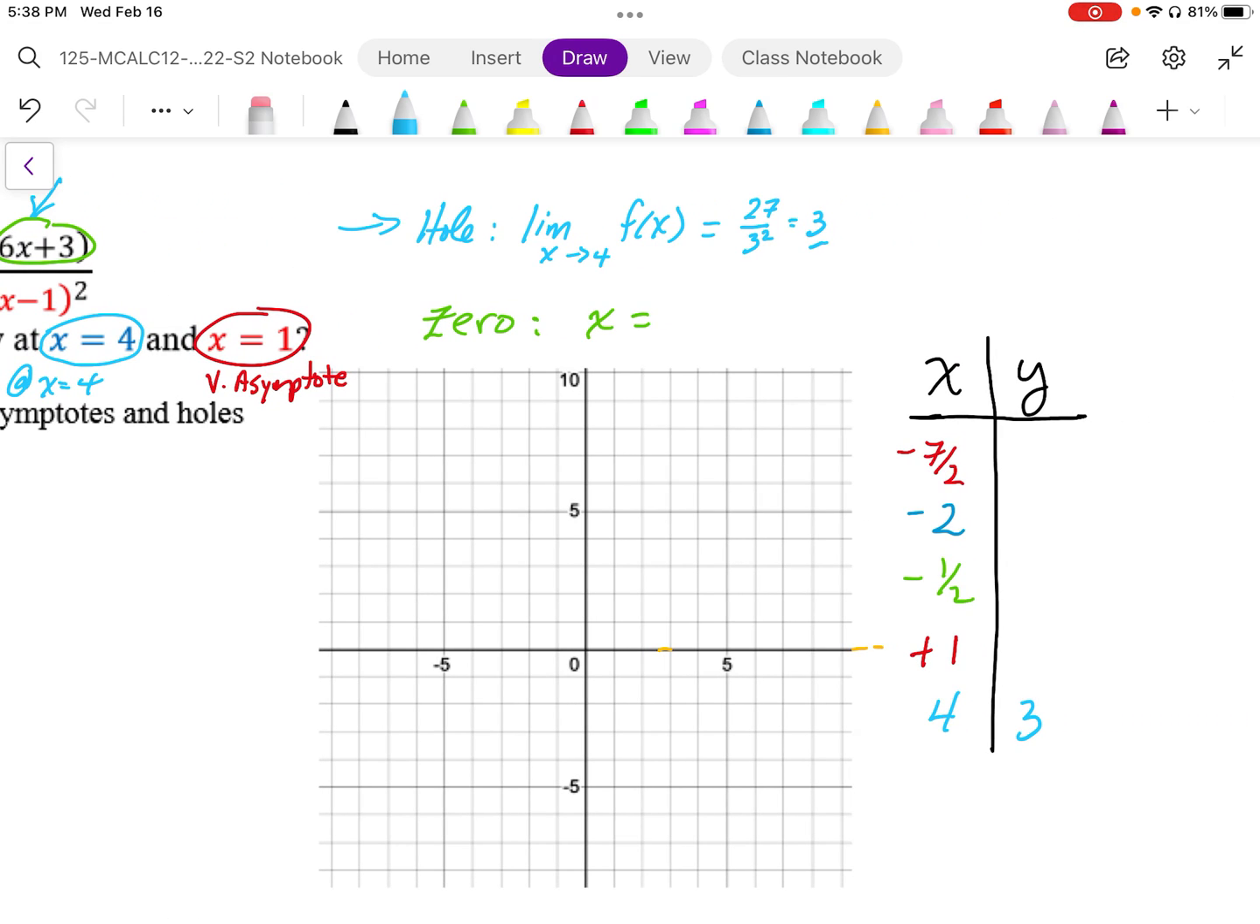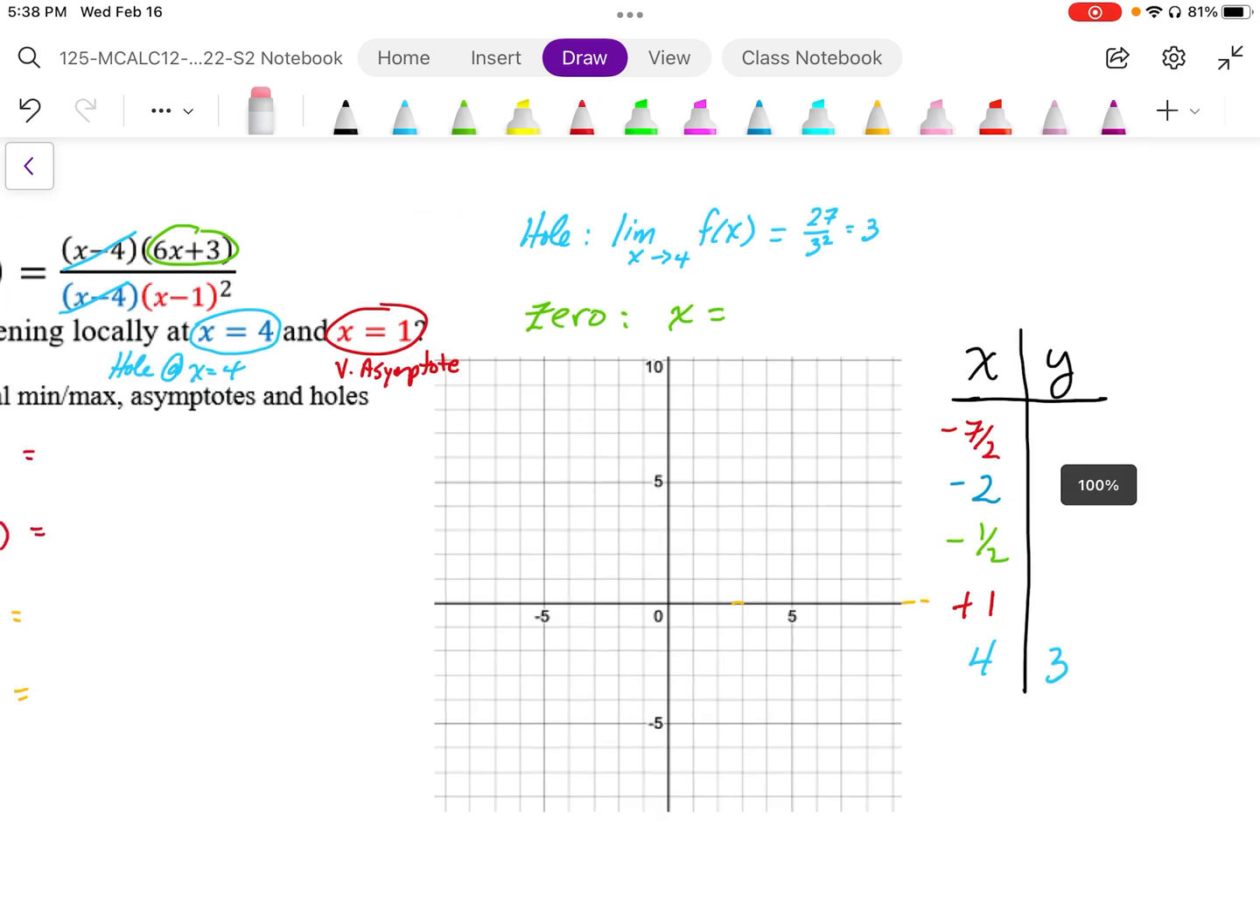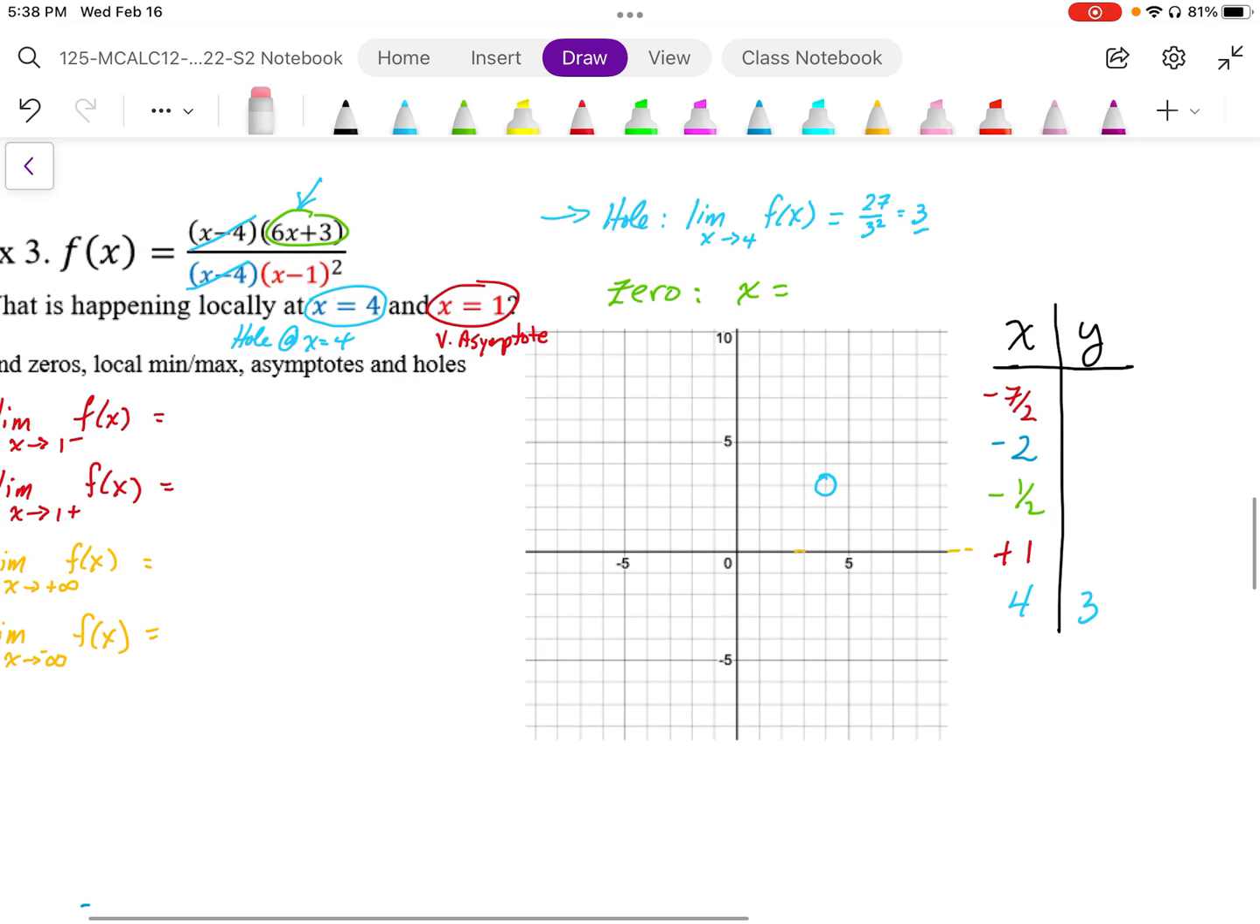So I put that in the table here. I'm also going to draw that in. x equals 4, y equals 3 is going to be a hole at that point. Okay, so I've got my hole. The x minus 1 factor at x equals 1 gives a vertical asymptote. So I'm going to draw in my vertical asymptote here. So at x equals 1, I have a vertical asymptote.